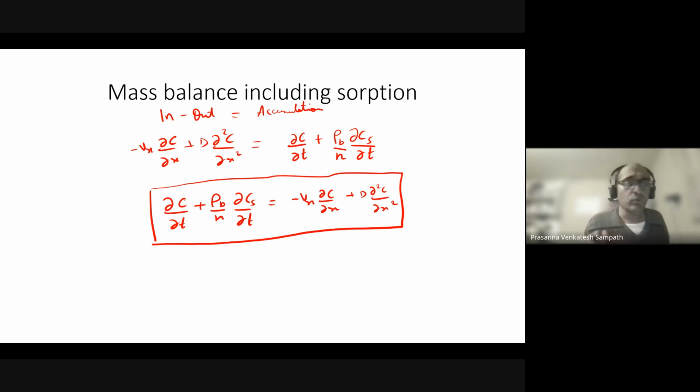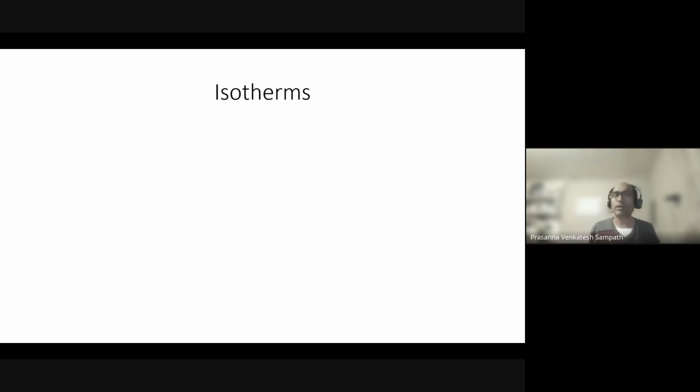To find out what CS is in terms of other values, we are going to use what are called isotherms. Now, this concept is simple to understand. Let us just imagine that I'm doing an experiment in the lab. I take a beaker, fill it with water, and put some contaminant here at some concentration, let's say C1.